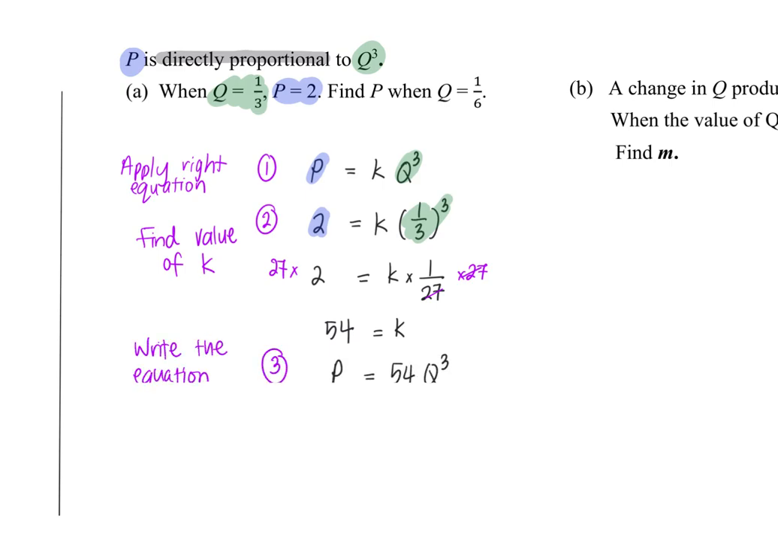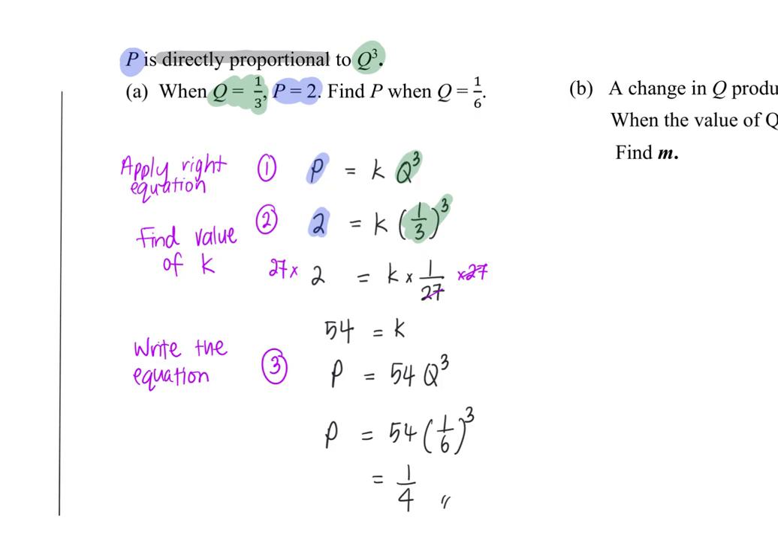And so I've successfully found the equation that connects P and Q. Once I have this, it's pretty straightforward for us to find the value of P when Q is 1 over 6. Substitute in, you get 1/4. Now, before we move on to part B, I wish to share a second method where we don't have to find the value of K.